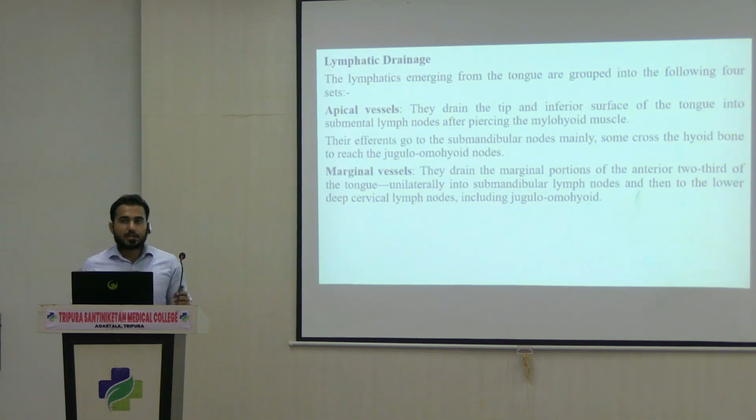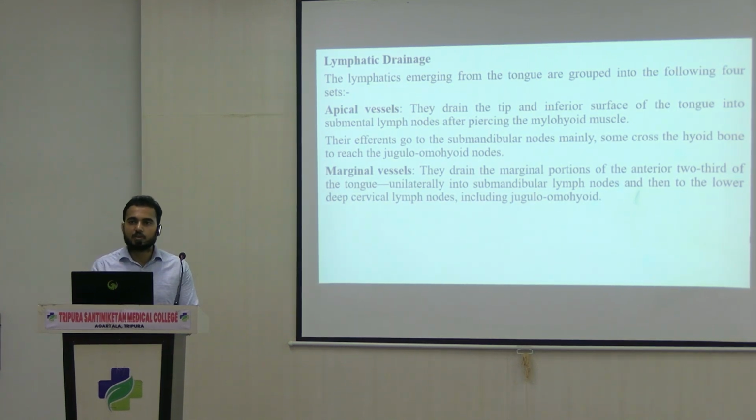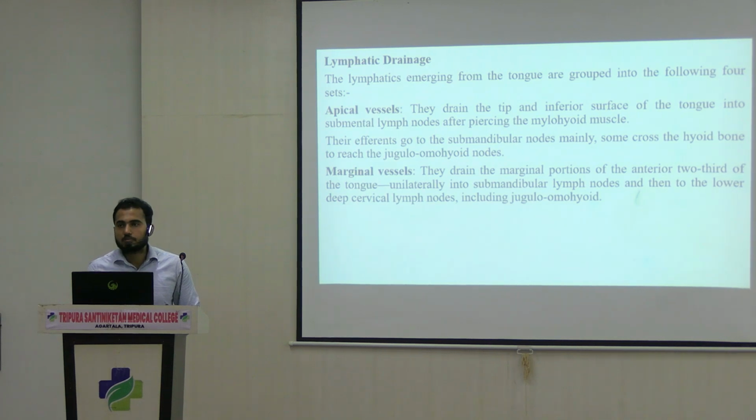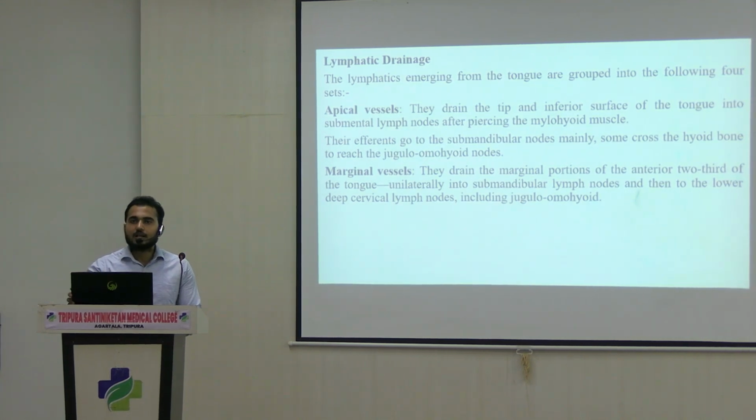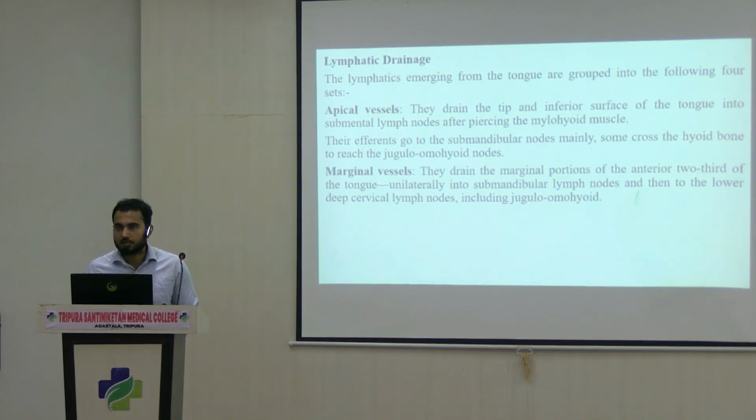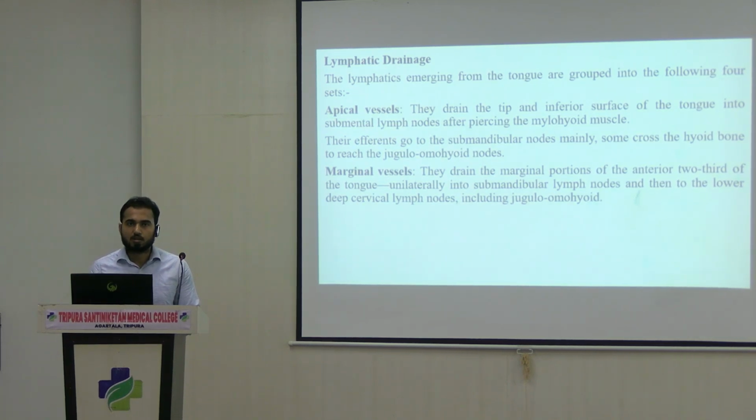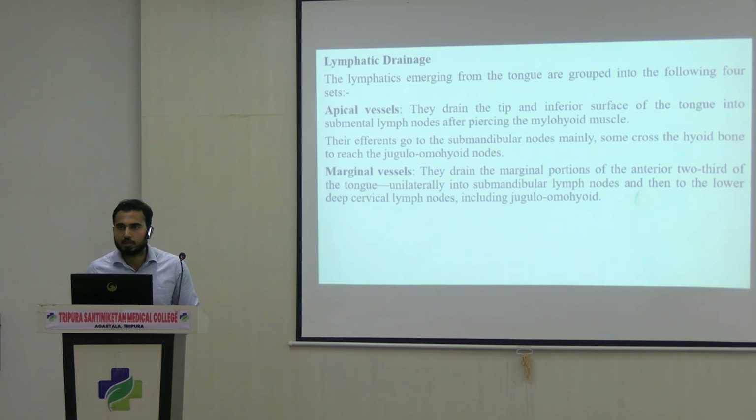So next is the lymphatic drainage of the tongue. Now lymphatic drainage of the tongue is also equally important. Why is it important? We'll come to know because of the bilateral drainage from the posterior one third of the tongue. Now if you see the lymphatic drainage, there are four sets of lymphatic vessels draining the tongue. What are they? These are apical, marginal, central and basal. These are the four sets of vessels draining the lymphatics from the tongue.